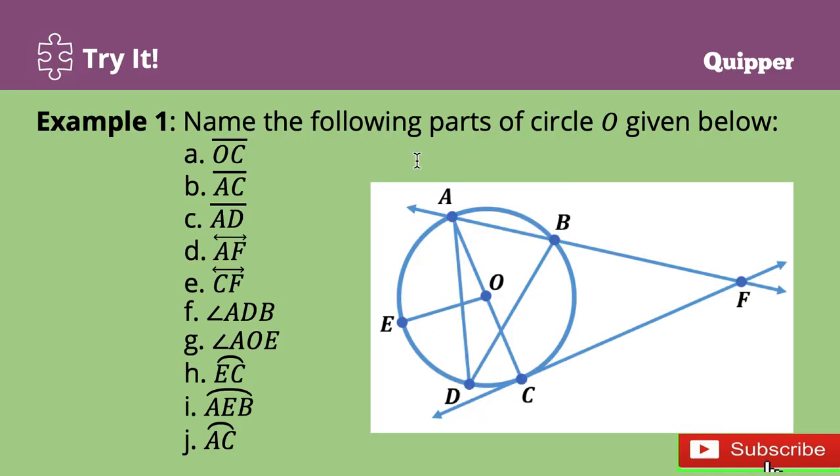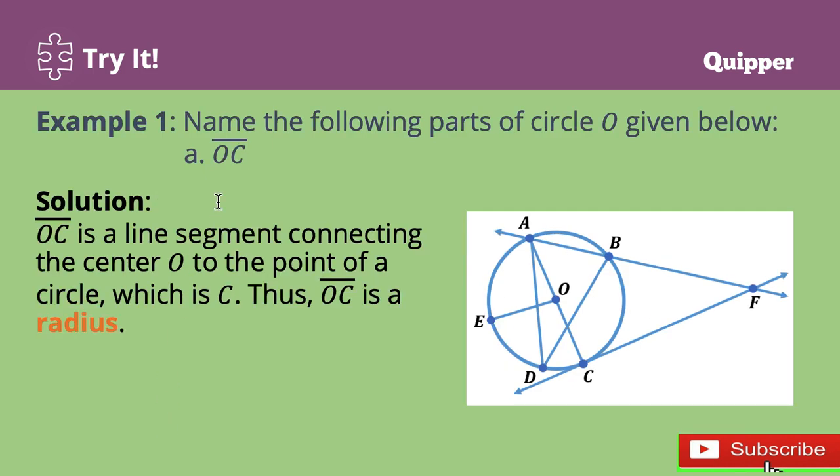Now let's try some examples about the parts of a circle. Number 1, name the following parts of circle O given below. From A to J, we need to identify what parts of a circle they are. So the solutions are: for letter A, line segment OC is connecting the center O to the point of a circle which is C. Therefore, this line segment OC is a radius.